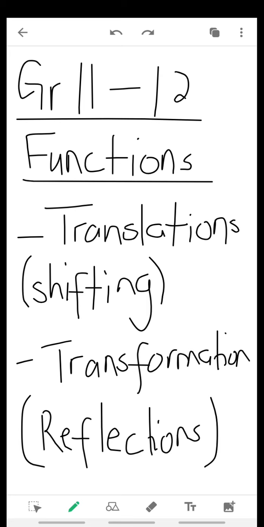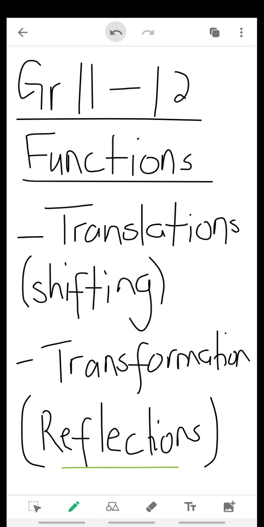Very interesting part of functions that we'll be dealing with today. We'll be looking at translations, which is what I normally call shifting of the graphs. We'll also be looking at what we call transformation, which is what I call reflections of graphs.